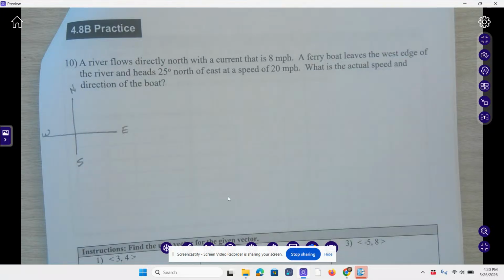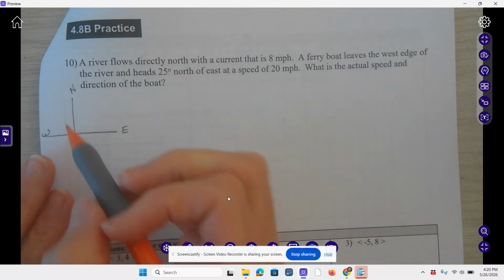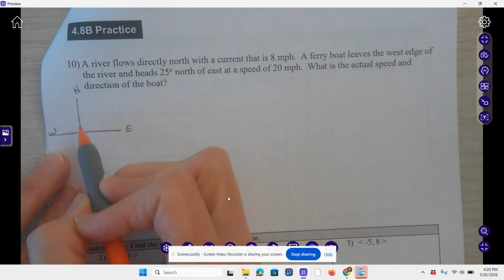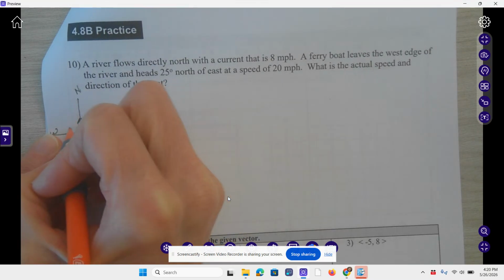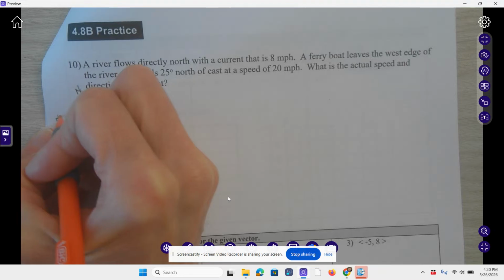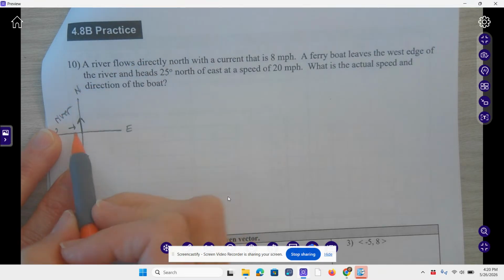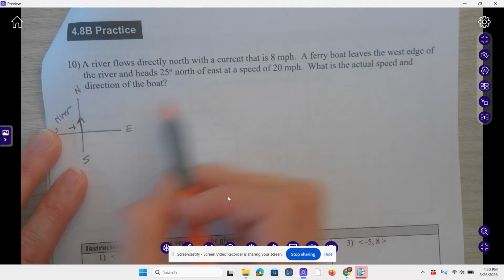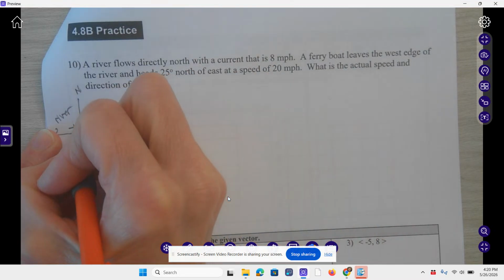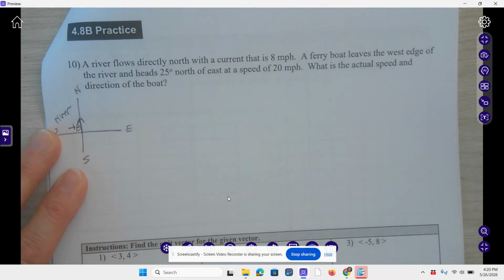Okay, so a river flows directly north. So this is directly north. This is going to kind of be our river, which doesn't show up very well here. So that's our river. Directly north means this angle is 90 degrees. And it has a magnitude of 8, so the length of this vector is 8.